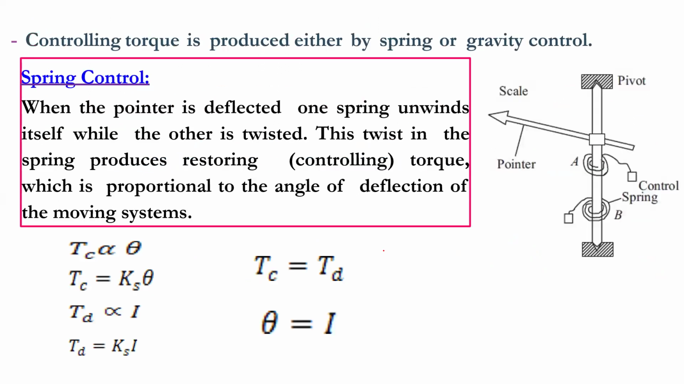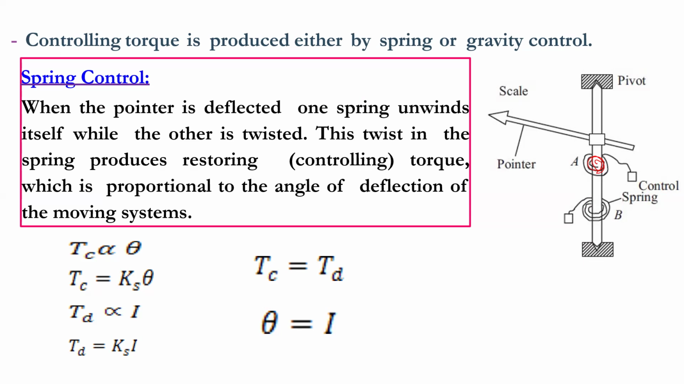In terms of the spring, we can remember that controlling torque is directly proportional to the angle of deflection theta. I can use a spring above the pointer like this, and below it we can also use a spring. When the pointer deflects, the spring will tighten. After the reading has been done, it moves again towards the original position, and at that time the spring loses its elasticity. This can be done with the spring control method, or else we can use the gravity control method.